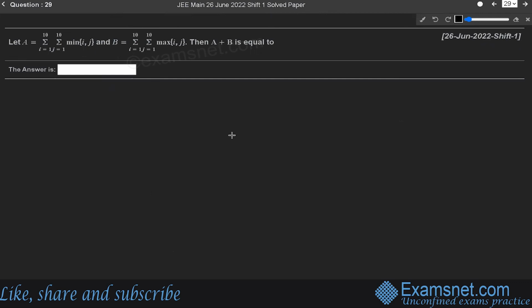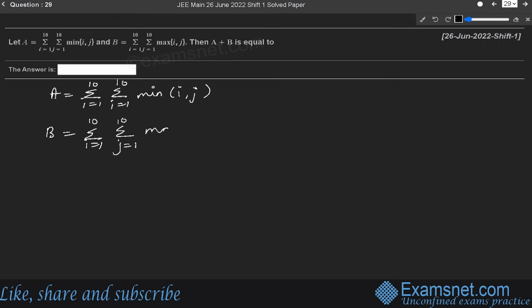Moving on to the next question. Let A equal the summation of i equals 1 to 10, into the summation of j equals 1 to 10, of minimum of i, j, and B equal the summation of i equals 1 to 10, into the summation of j equals 1 to 10, of maximum of i, j. We have to find A plus B.